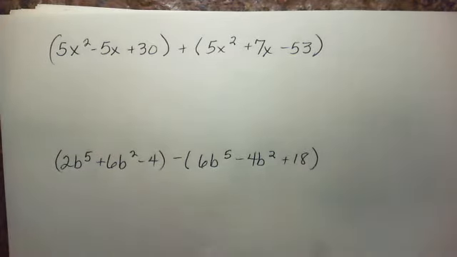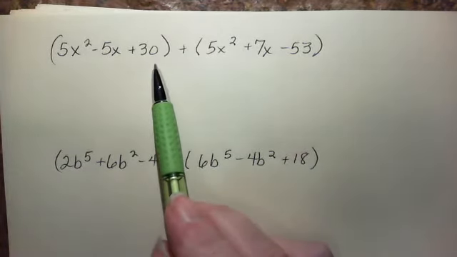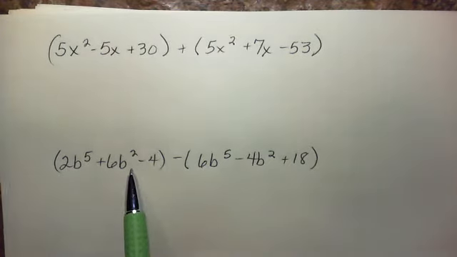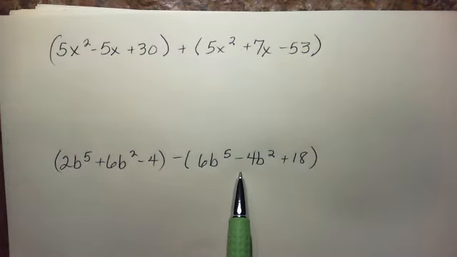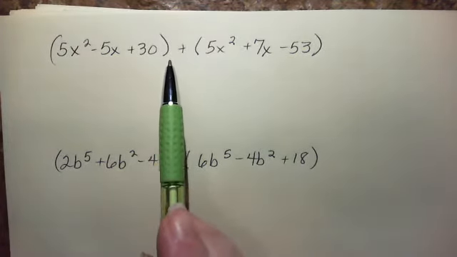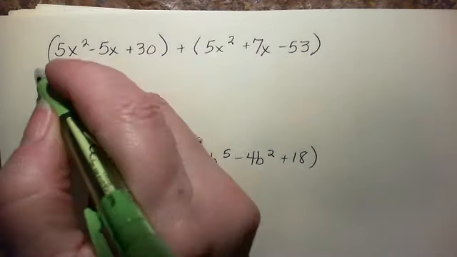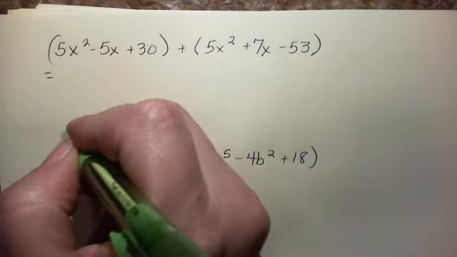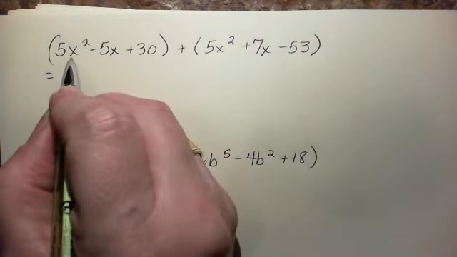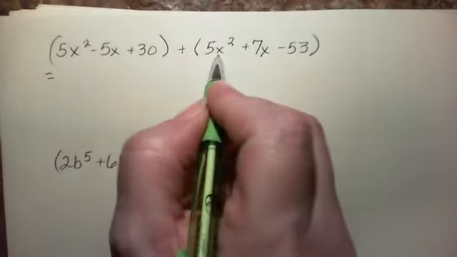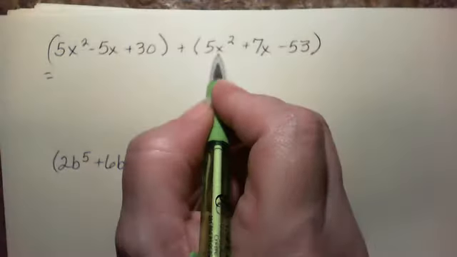Okay, still in Chapter 6, we're going to look at an example of adding polynomials and an example of subtracting polynomials. To add polynomials, we simply drop the parentheses and collect like terms. All the signs remain the same. If you need to, you can write these in order. You can pick up the like terms together.